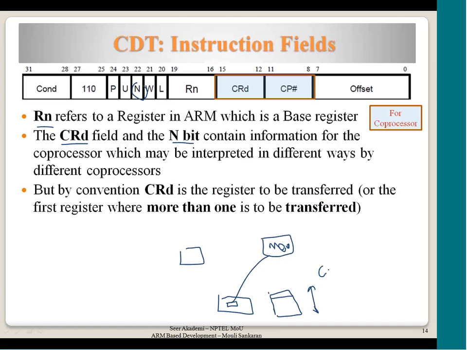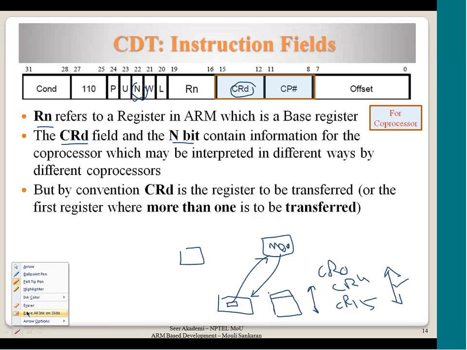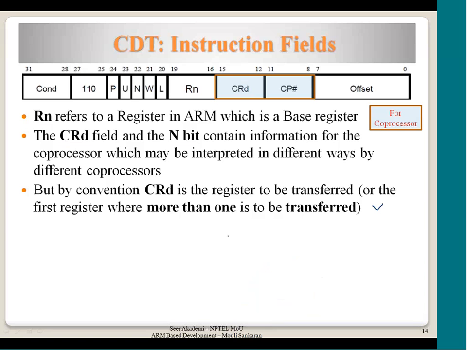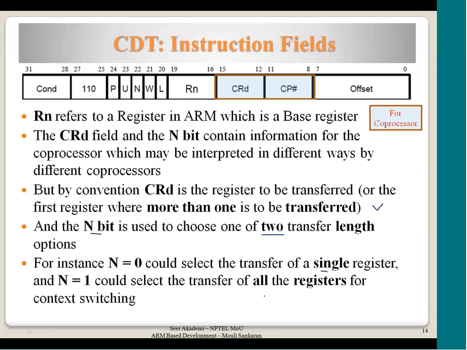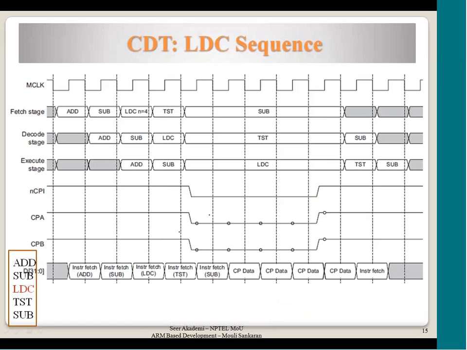It is again implementation dependent. So CRD, CR0 to CR15. The coprocessor has 16 registers, and here you mention that the transfer has to happen from, suppose, CR4. Then you say that it is a multiple transfer. The N bit is set, then multiple transfer. That may indicate to the coprocessor that starting from CR4 till CR15 you transfer, either to the memory or load from memory. So it is all implementation dependent. You cannot say how it will be implemented, but the coprocessor can internally decide how many transfers are to be done. So the N bit is used to say which of two transfer length options it is. If N is equal to 0, a single transfer, and otherwise all registers starting from some particular coprocessor register. Now this will give you some understanding of how the number of transactions is decided.